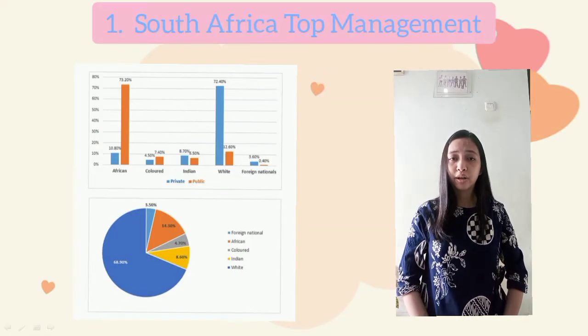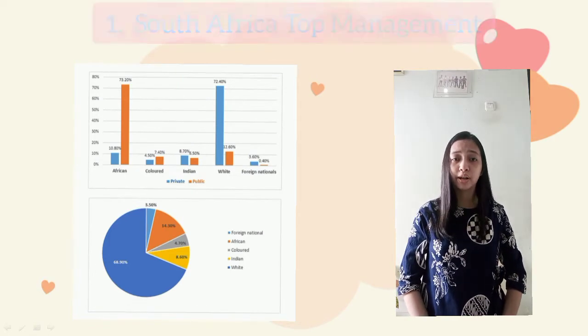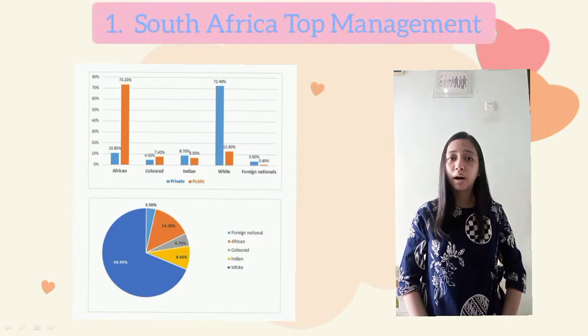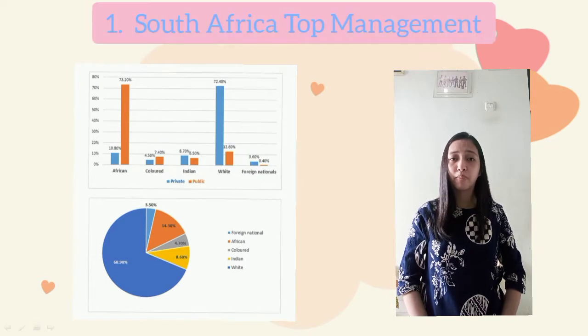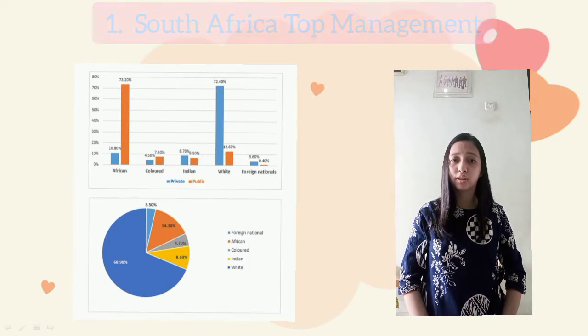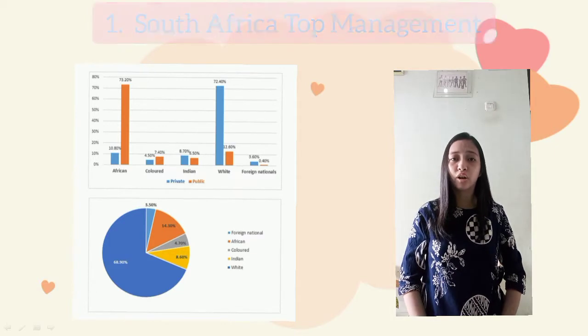The pie chart compares the South African top management workforce scenario based on different race and ethnicities, while the bar graph depicts the same ratio in the public and private sectors. The data is taken from a report published in 2015 or 2016. It is evident that top management positions in South Africa are white dominant, and whites are overrepresented in private job sectors, while the Africans occupy the majority of top positions in public sector jobs.